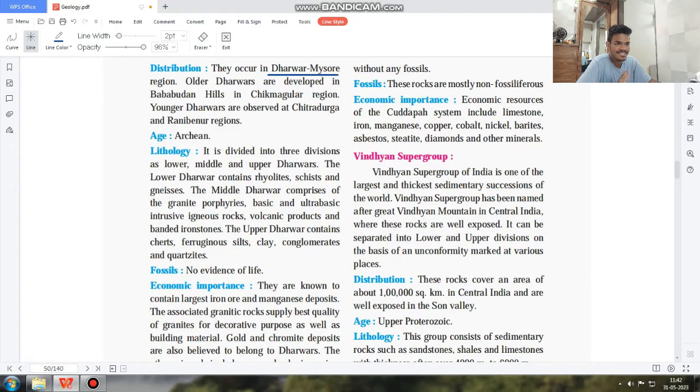Okay. That's it. Just remember this much. Age, remember it is Archean. Remember this: lithology, fossils and economic importance, you have to remember all of them.